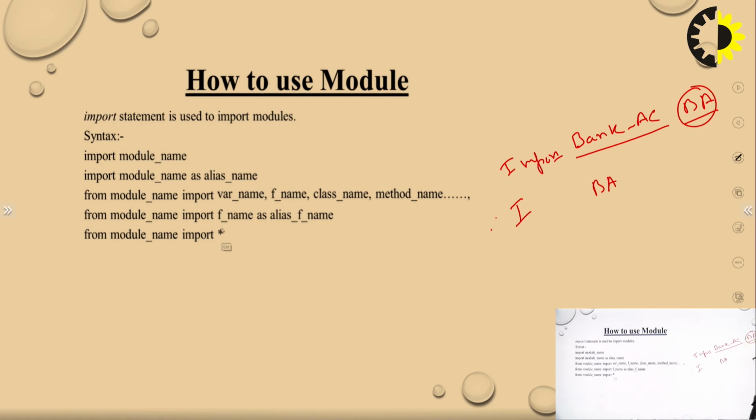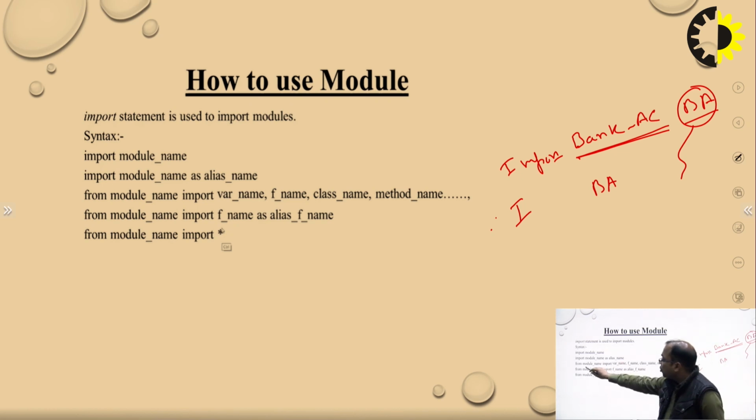Why is it so? Because when we want to access this file several times in our program, we do not need to write the longest name of this module. We can use it as BA only. So this is import module name as some name which is chosen by the user.